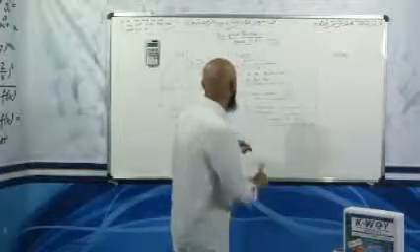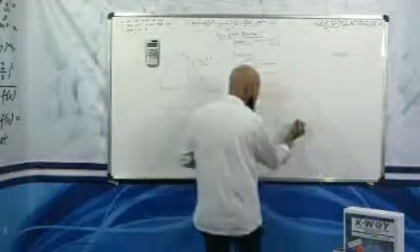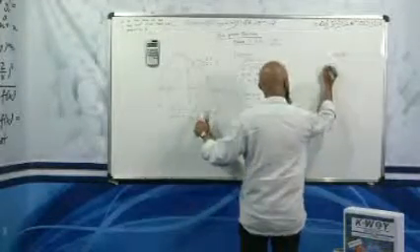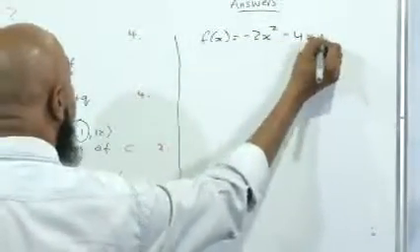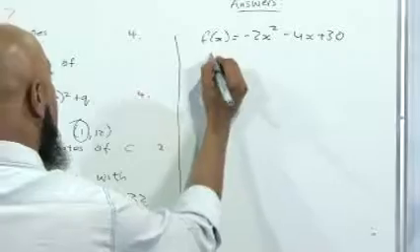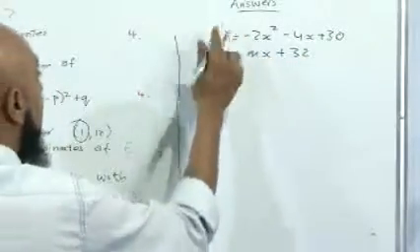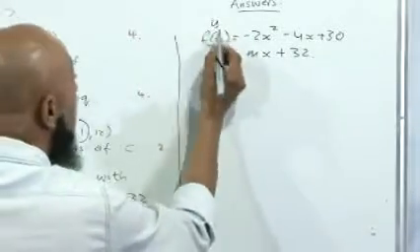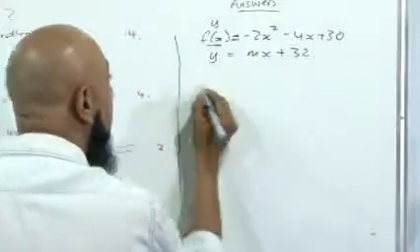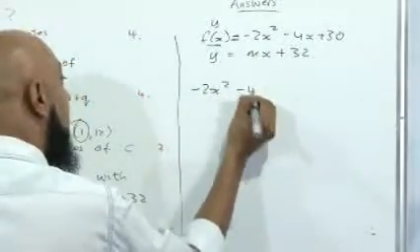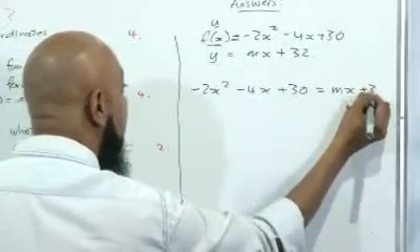The question says, the straight line with this equation, mx plus 32, is a tangent to which graph? Is a tangent to f. So we've got f of x is equal to minus 2x squared minus 4x plus 30. They tell you that the line y equals mx plus 32 is a tangent to this graph. So we know f of x also represents y. So we've got y is equal to this, y is equal to that. So therefore we can say minus 2x squared minus 4x plus 30 is equal to mx plus 32.